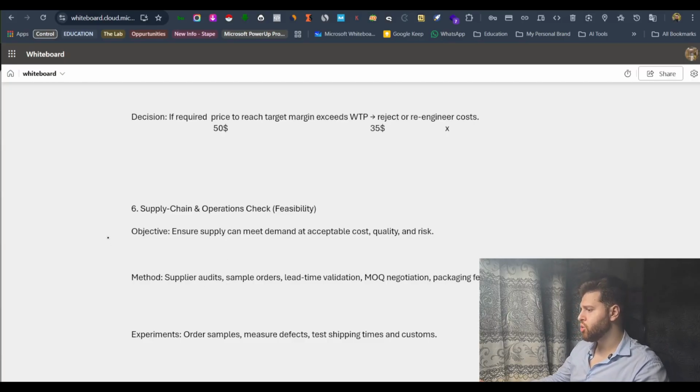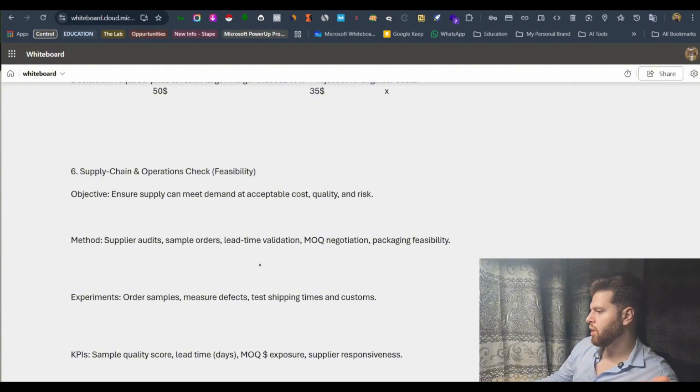The objective here is to ensure supply can meet demand at acceptable cost, quality, and risk. So you don't want any problem with this, because this problem can be solved by you. So you do it if you are not very busy. The method is supplier audits, sample orders, and lead time validation, so how many days the product needs in order to be received by the customer, and minimum order quantity negotiation. Some vendors in China don't even accept to send you orders if it's not more than 200. You go and check, you will know by yourself.